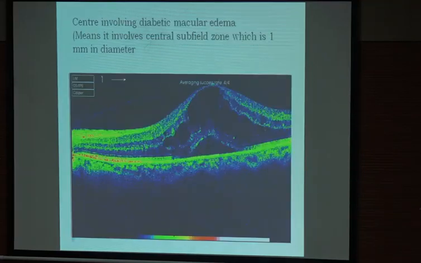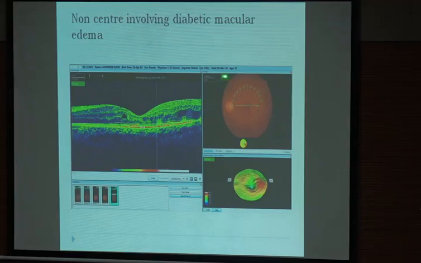So what do we mean by central involving diabetic macular edema? It means that the major component of the macular edema is involving the central subfield zone, which is 1 millimeter in diameter. So this is a central involving diabetic macular edema. We can also have a macular edema which is away from the center, that is non-center involving diabetic macular edema, away from the central 1 millimeter zone.